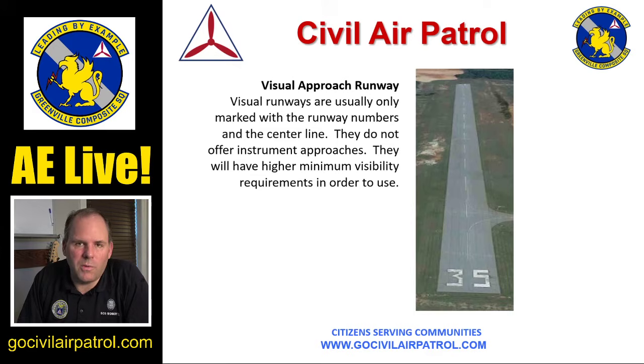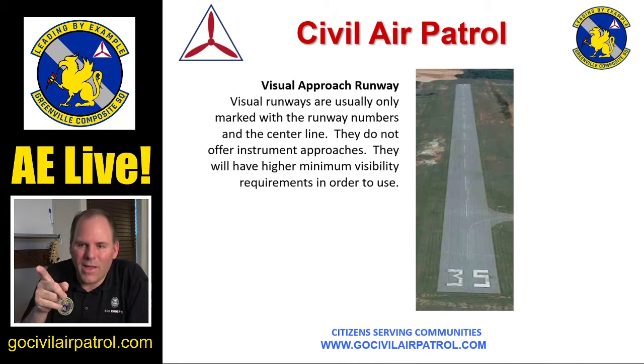A visual approach runway can also be a grass strip. Typically, the only thing you're going to get on a visual approach runway is the runway number, the dotted line, and the taxi lines coming off. One thing that's interesting about this runway, you'll notice there's only one taxiway, and it's towards the front of the picture here. There's no taxiway at the end. So if you were landing on 3.5, you would stop the airplane, turn it around, and come back to get to the taxiway.